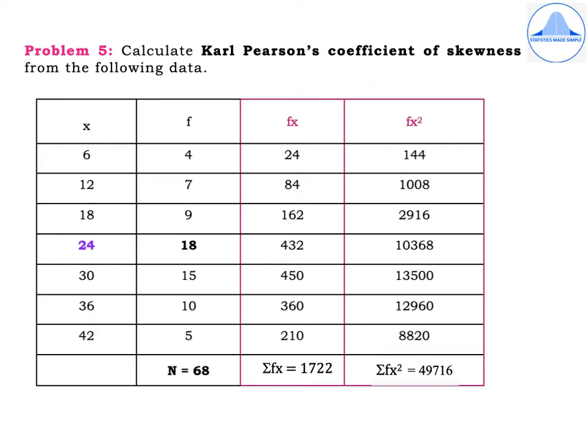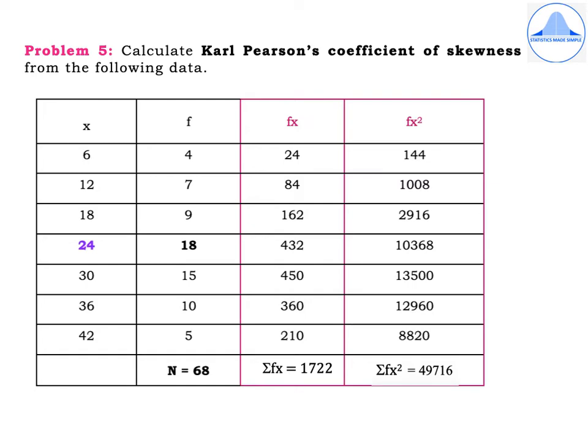Problem 5. Calculate Karl Pearson's coefficient of skewness from the following data. The data given is discrete data. The x values are 6, 12, 18, 24, 30, 36, 42. The corresponding frequencies are 4, 7, 9, 18, 15, 10 and 5. So calculating, we get capital N equal to 68.